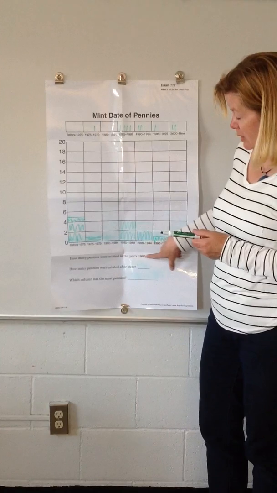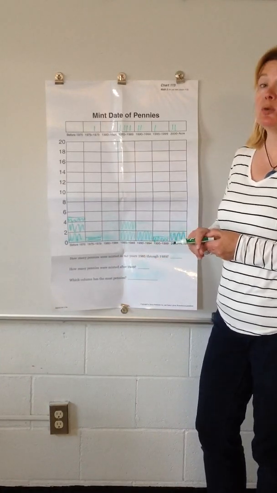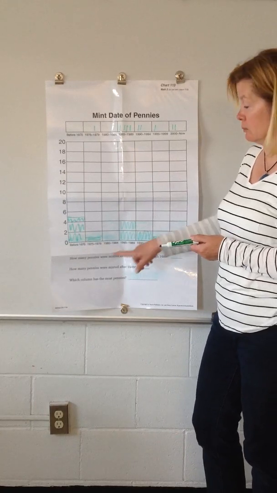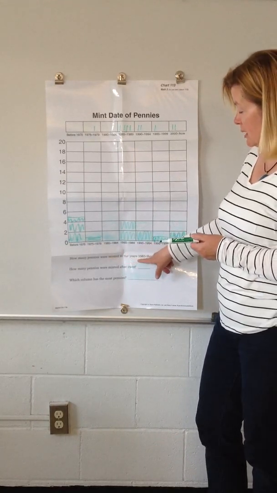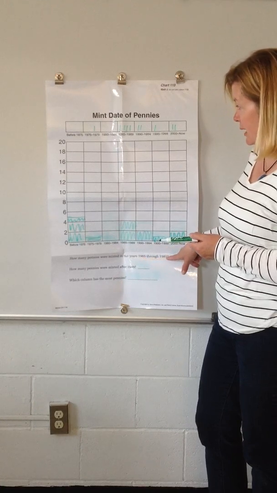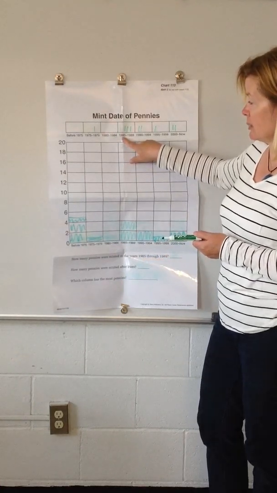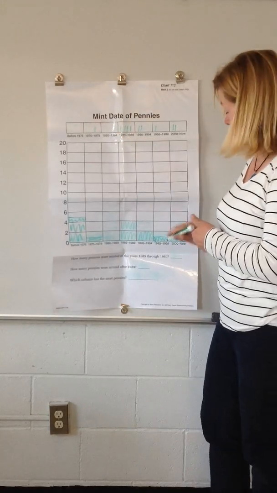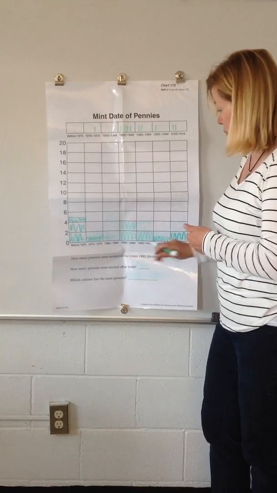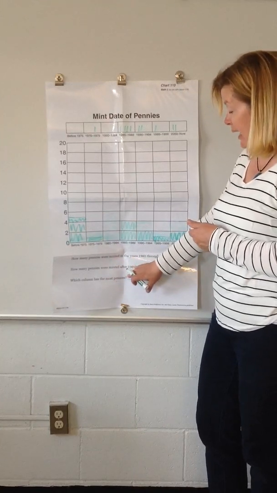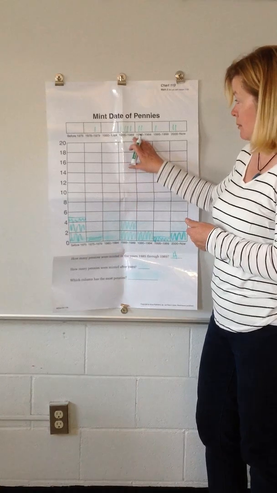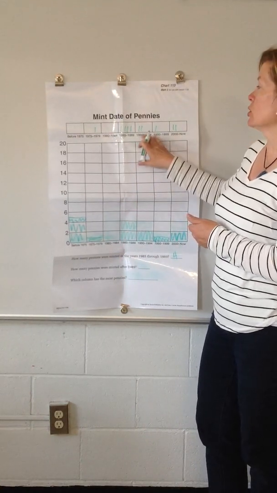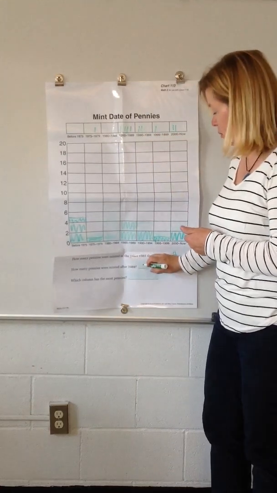Now take a look at the questions at the bottom of your page. I'm going to read them for you, and then you can read them on your own when it's time for you to do that. How many pennies were minted in the years 1985 through 1989? So I'm going to go up to this space. I can see that I had 4, so I'm going to write the number 4. How many pennies were minted after 1989? That means that I need to add those 3 numbers together. So 2 plus 1 plus 2 is 5.